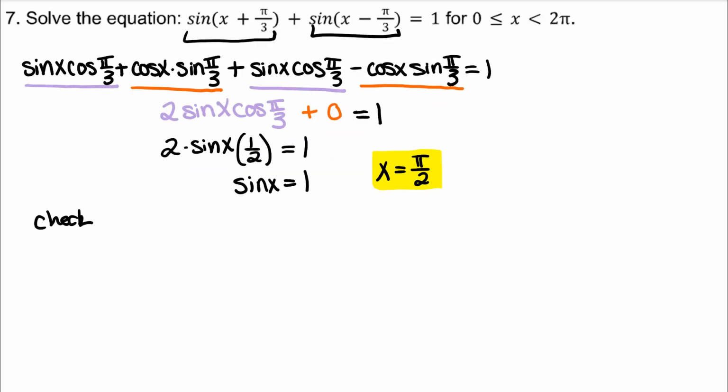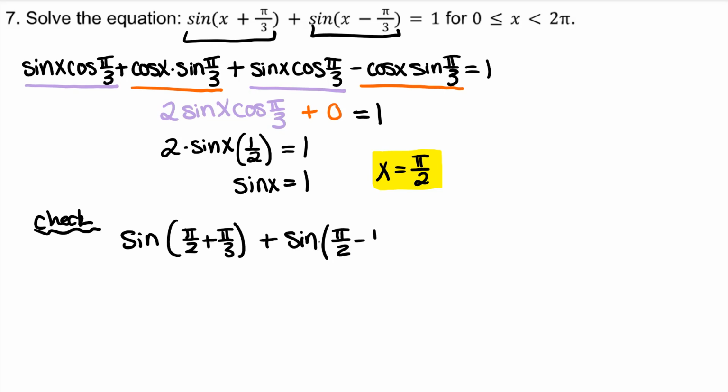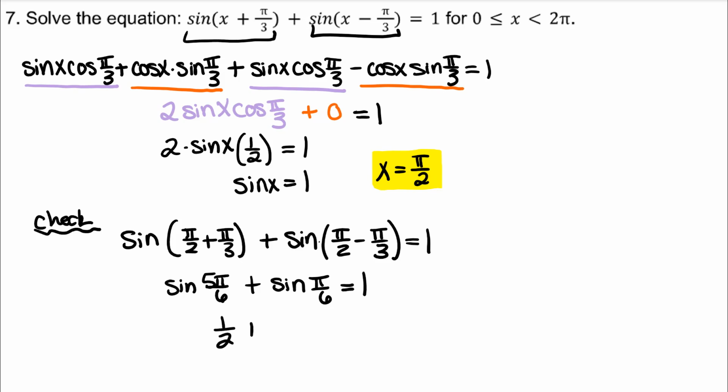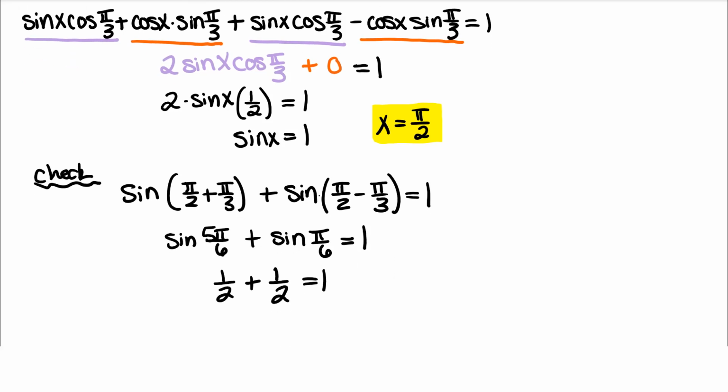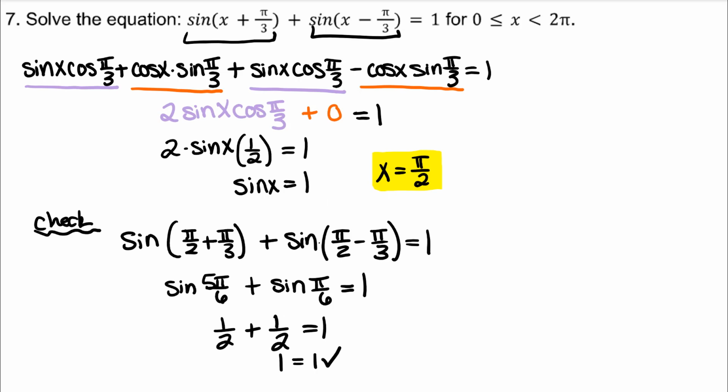We can check this by plugging pi halves in for x in the original equation. That also means less writing than plugging it into the second step. Pi halves plus pi thirds is 5 pi over 6. Pi halves minus pi thirds is pi over 6. Sine of 5 pi over 6 is 1/2. Sine of pi over 6 is 1/2. And yes, 1/2 plus 1/2 is 1, which equals 1. So you know that x equals pi halves is the correct answer for this equation.